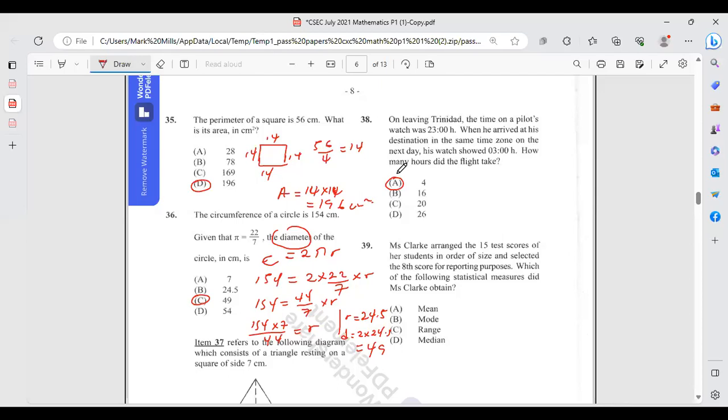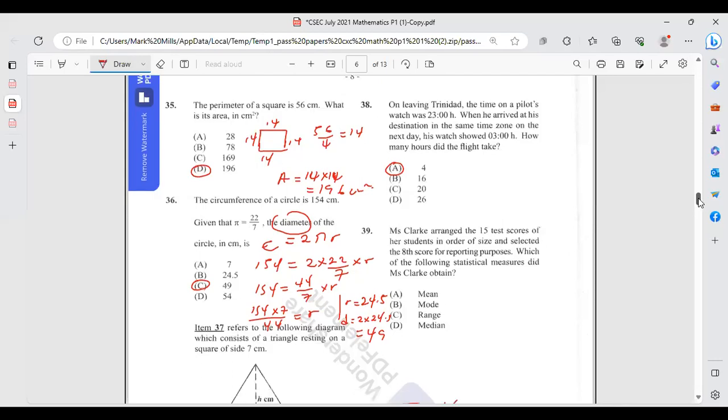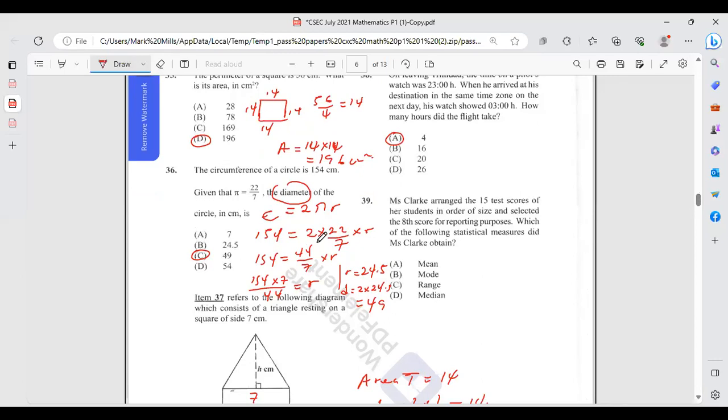Now, Ms. Clark arranged 50 test scores in order of size and selected the 8th score for reporting purposes. Which of the following statistics did Ms. Clark obtain? Is it the mean, the mode, the range, or the median? The median, right? Yes, it would have been the median. Because remember there were 15 scores, and she selected the 8th one. To start, you arrange from the smallest, and the median is the middle. Yes, sir. Next.